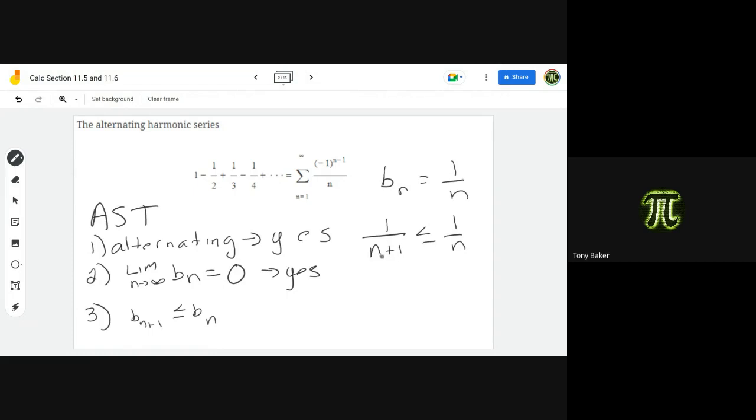Yes. This side's bigger, the bottom's bigger, right? Therefore, it's got to be smaller. So yes. So this converges. All 3 yeses means converges. If any of them was a no, we can't use this test.